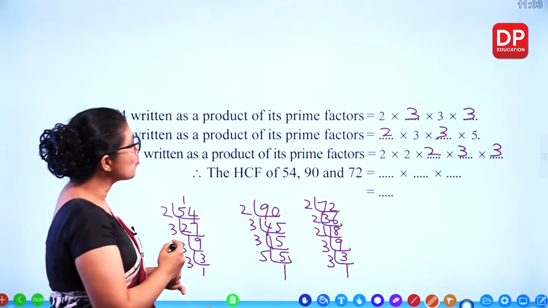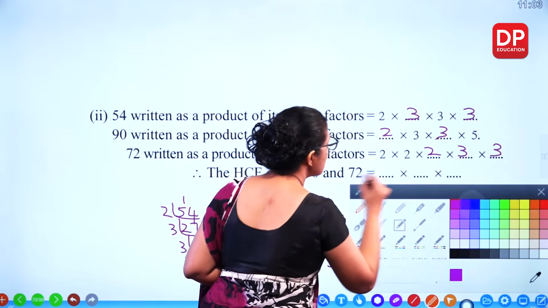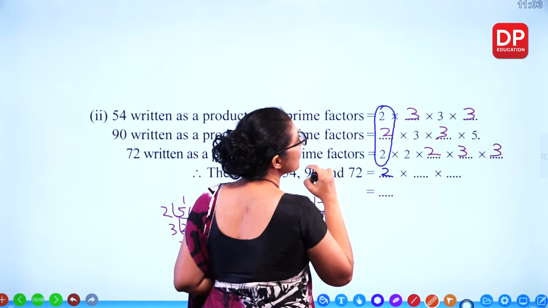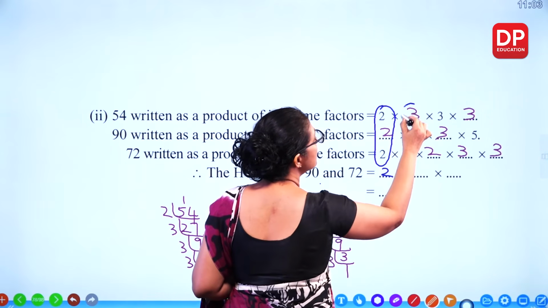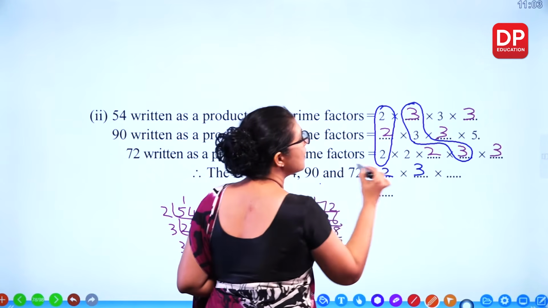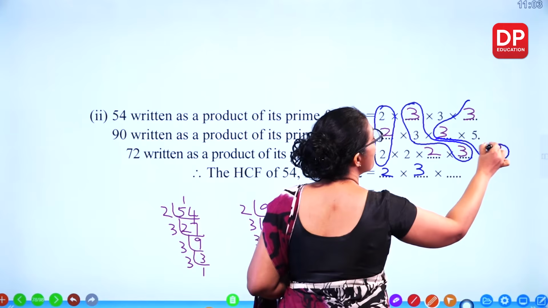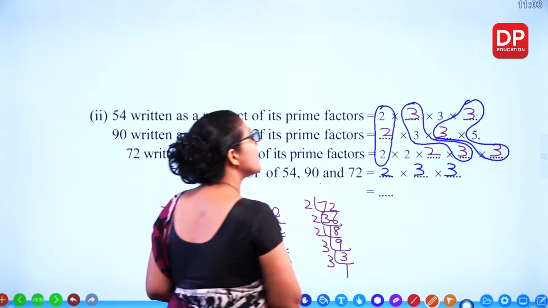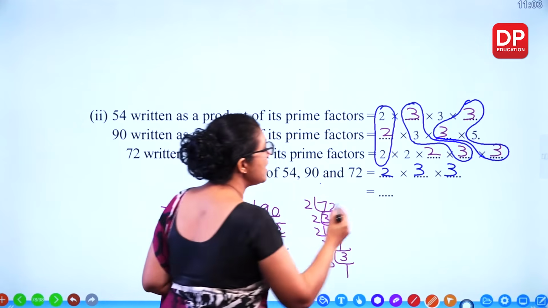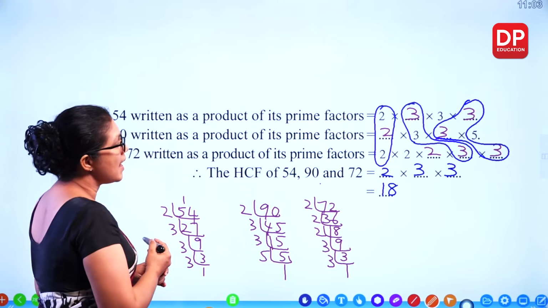Now, the highest common factor of all three numbers, how can we find out? We can use the common one, 2. And here 3. And another 3. Can you see another 3 there? Another 3 common. So what's the highest common factor? 2 times 3, 6, 6 times 3, 18. So the highest common factor of all three numbers is 18.